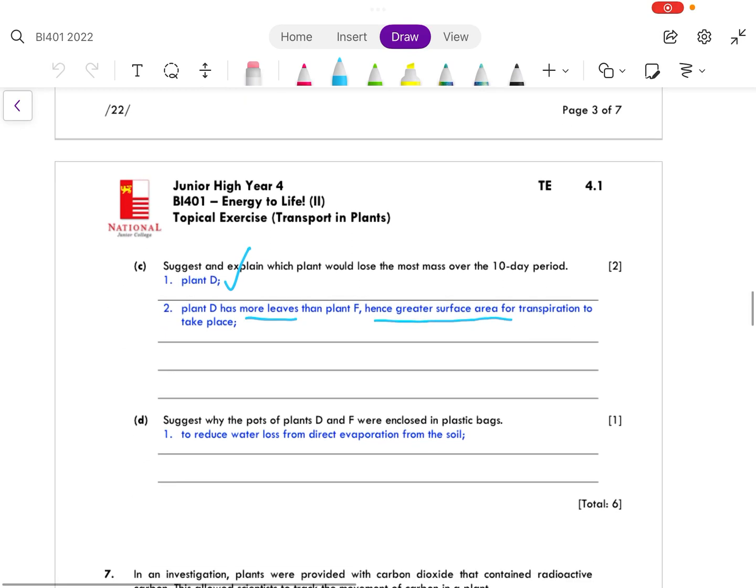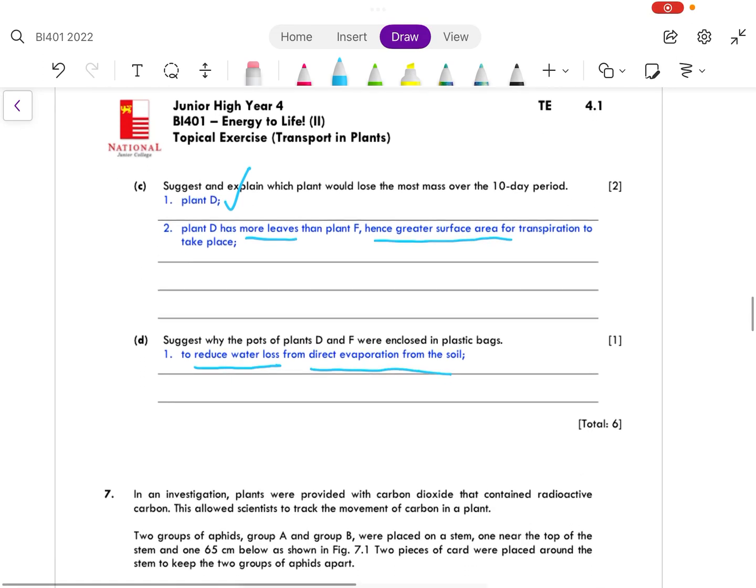Last, when we look at D, suggest why the pots of plant D and F were enclosed in plastic bags. Well, because we want to reduce the amount of water loss from direct evaporation from the soil. If it directly evaporates from the soil, then we won't be able to tell that transpiration has taken place.